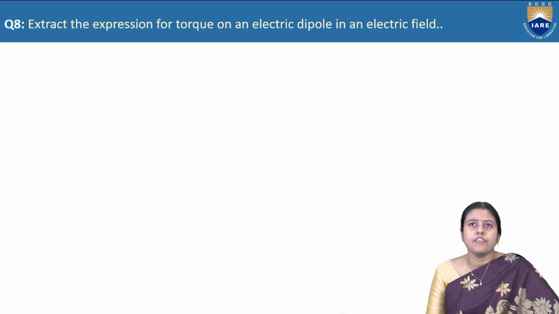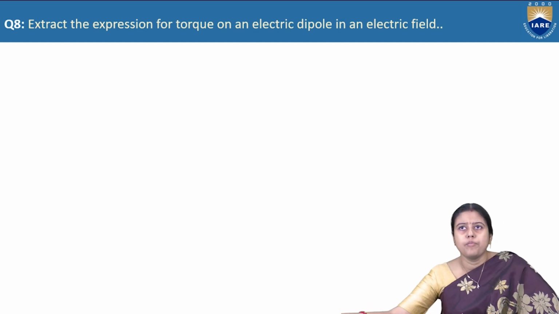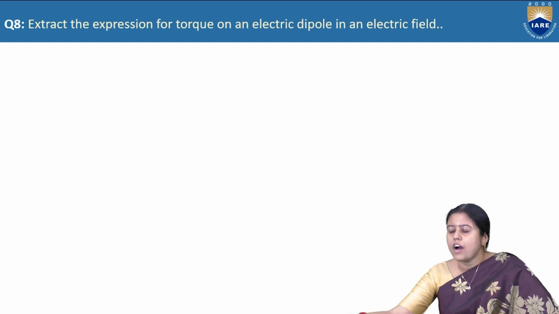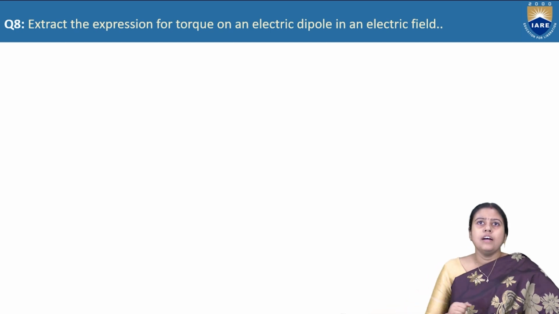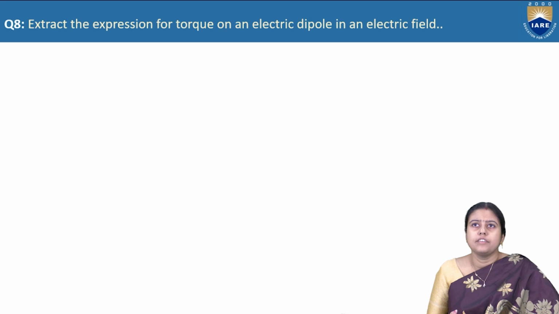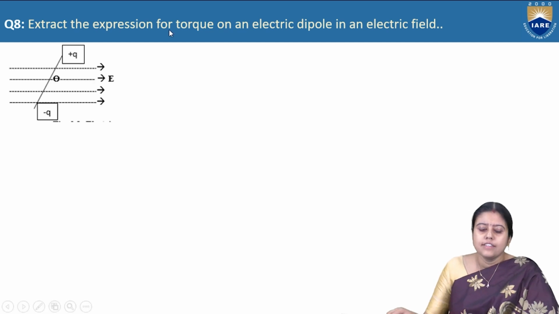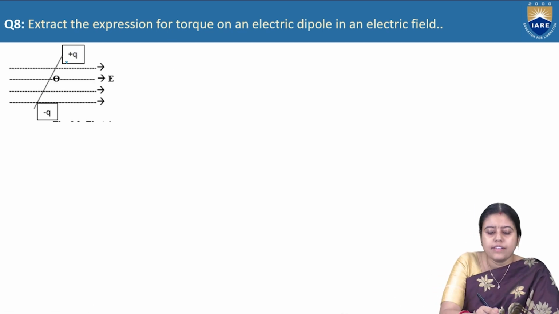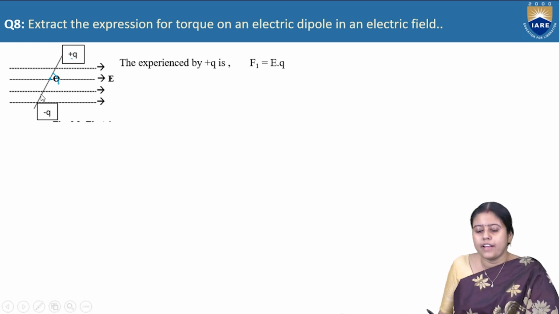Derive the expression for torque of an electric dipole in an electric field. Now we will discuss the expression for torque on a dipole in an electric field. Say this is a dipole, plus q and minus q, two charges are there and they make an angle theta with the field. The distance between them we have taken as d.